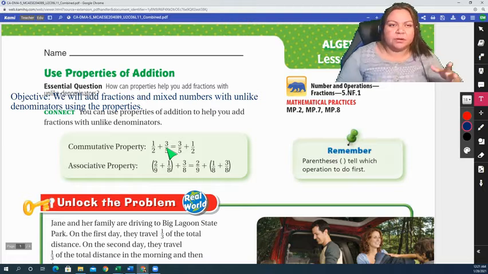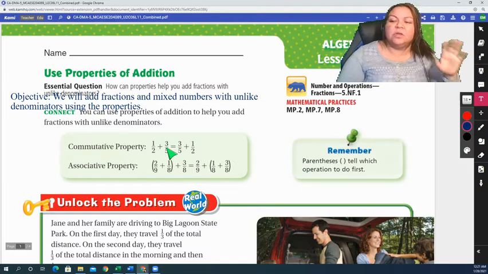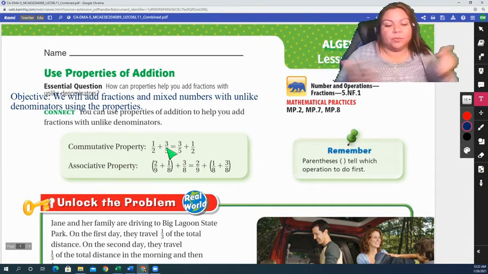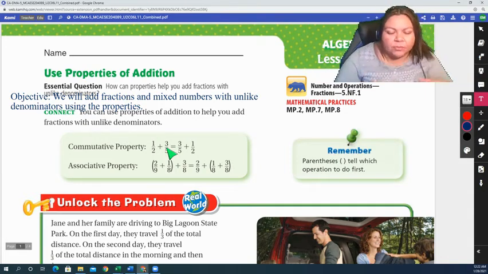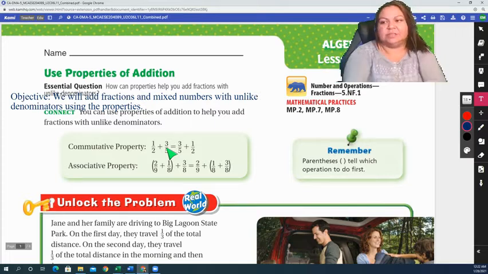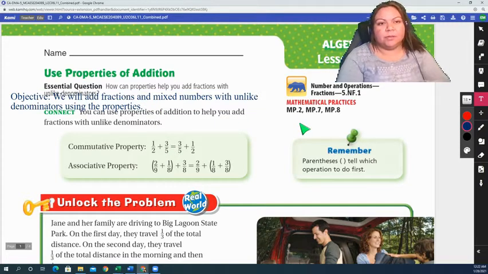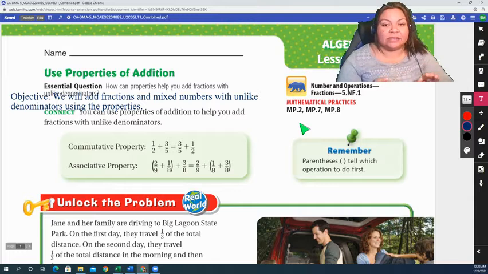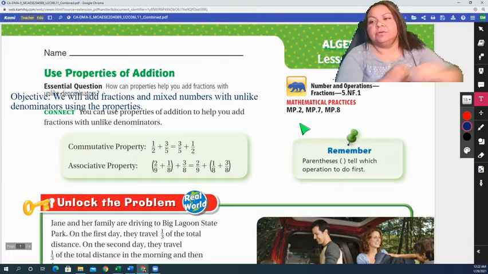So we're going to review the commutative property and the associative property. And so here's where we're going to make a connection. You can use properties of addition to help you add fractions with unlike denominators. This is going to be very similar to when we were using whole numbers, but now we are also including fractions. And the commutative property, if you remember, says that you can change the order of your addends. Remember, when I say addends, it's the numbers you're adding to find the sum.